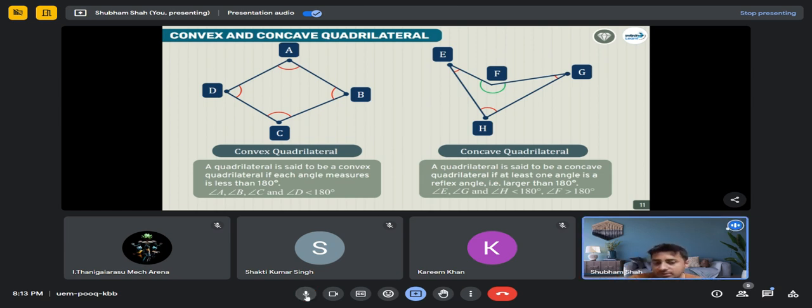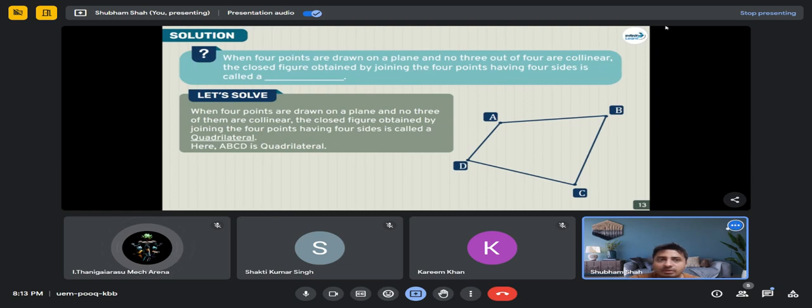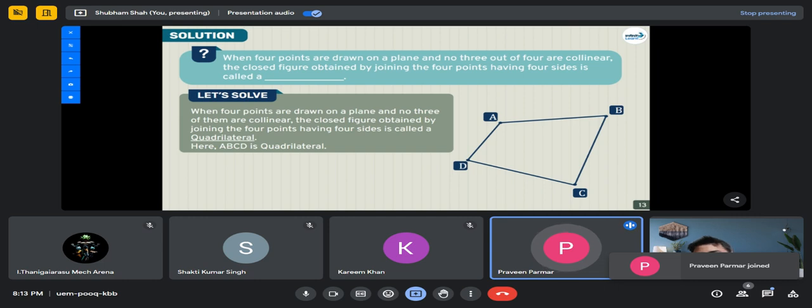Written? Completed? Okay. So now quiz number one, question number one. What is question number one? When four points are drawn on a plane and no three of the four are collinear, it means the closed figure obtained by joining the four points, having four sides, is known as quadrilateral.